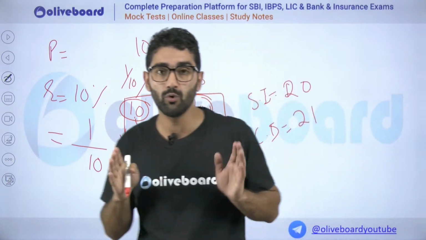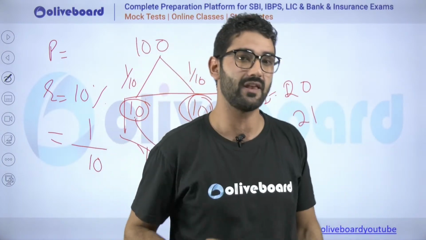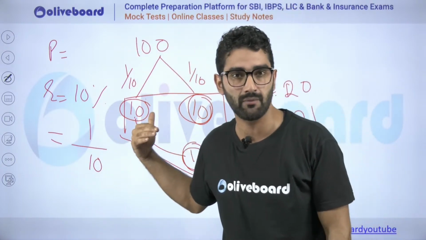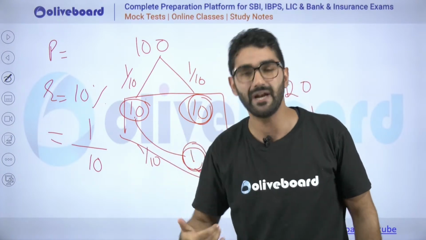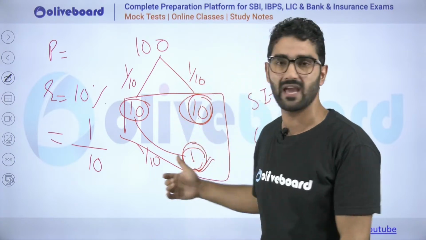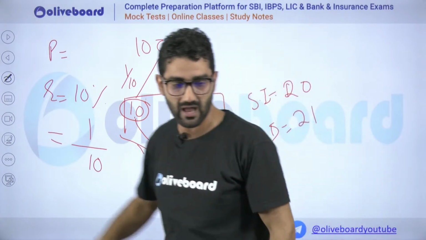Now, what we do mostly in compound interest is very interesting. When you get a question on compound interest, try to make the data in proportion. We make our own data. How we can make that is very important.